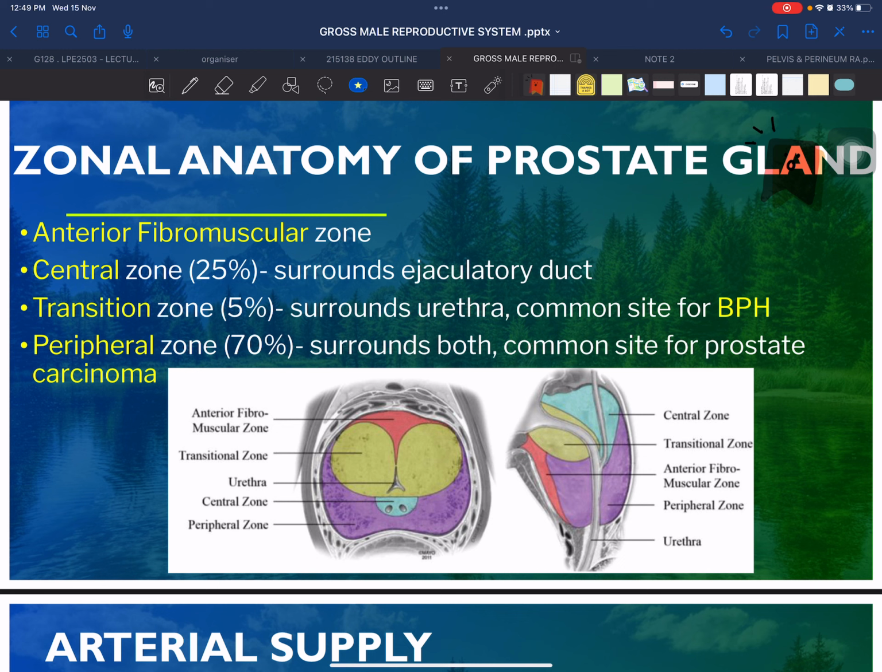And then the transition zone, 5% only. Surrounds urethra. Common site for the benign prostatic hyperplasia. And last but not least, 70% peripheral zone. Surround both and common on the prostate CA. So by zone, the prostate CA common in the peripheral zone. This is by zone.